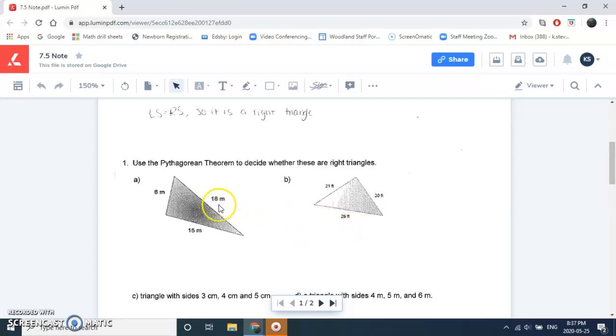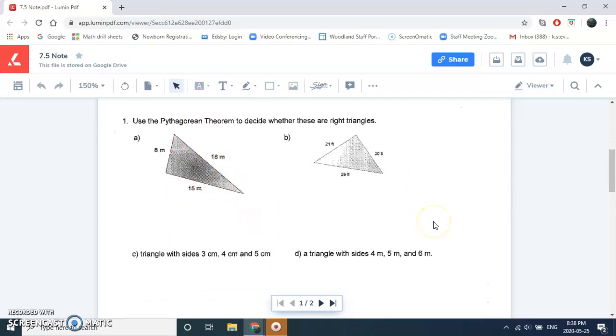So number 1A, we have 16 as our longest side, or maybe 18. I believe it's 18, it's a little hard to read. On B, our longest side is 29, so we know that that is our c squared. It is very important that we remember that. A and B will be the smaller two numbers, and C will always be the largest number.